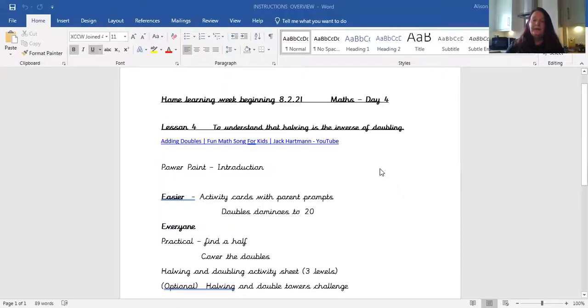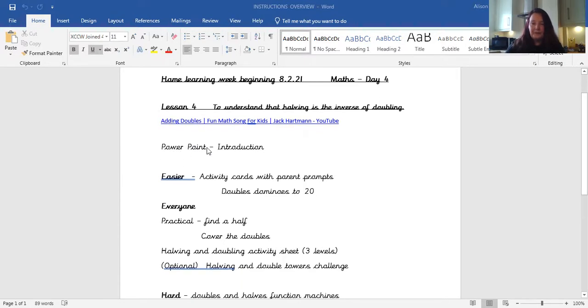Hopefully this is the right one. Here we go. So we're understanding that halving is the inverse of doubling. On YouTube, there's a Jack Hartman song for you if you want to have a look at that, but you haven't got to. That's just a little bit of fun.